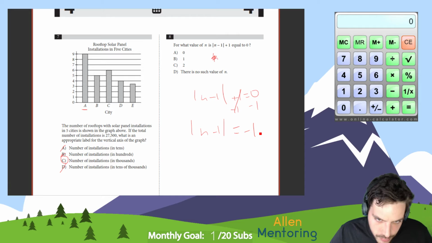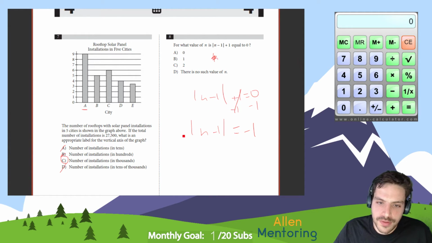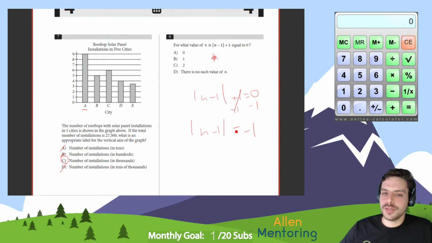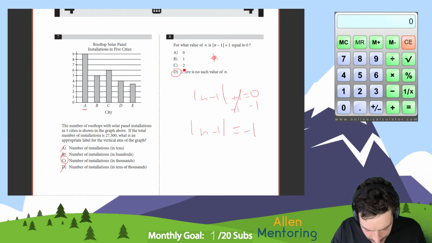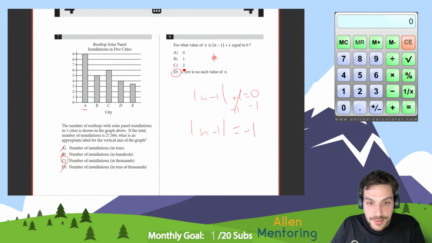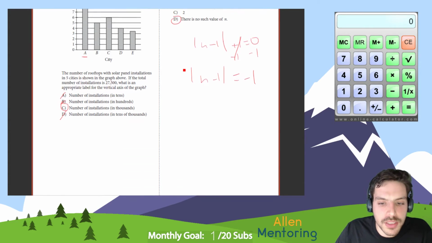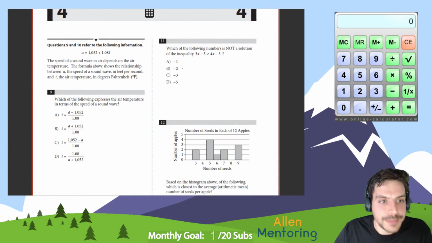Aha! We see we've run into an issue here. The absolute value of anything cannot be a negative number. That is what absolute value means. It means how far away are you from 0, right? So it could never be a negative number. Absolute value will always be positive. So in this case, there is no solution for n. Okay? Any questions? Please put them in the chat. All right, moving on.